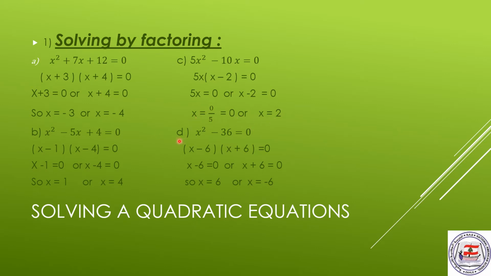If we have an example like difference of two squares like x squared minus 36 is equal to 0, it can be factorized easily using the rule (a minus b)(a plus b), so it's (x minus 6)(x plus 6) equal to 0. Taking each factor equal to 0 gives x equal to 6 or x equal to minus 6.